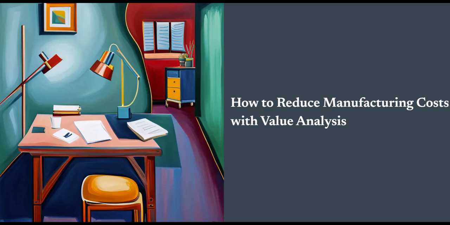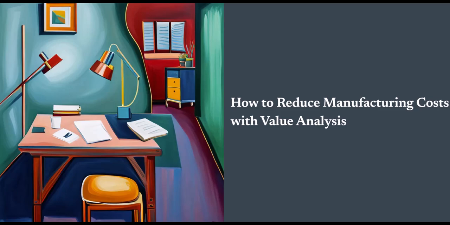Finally, we arrive at evaluation. This is where the magic happens. You'll want to critically examine each function and its associated costs. Ask yourself questions like, is this function necessary? Can it be eliminated, combined, or simplified? Can we achieve the same function at a lower cost without compromising quality? This evaluation process will help you pinpoint areas where you can cut costs or enhance quality.